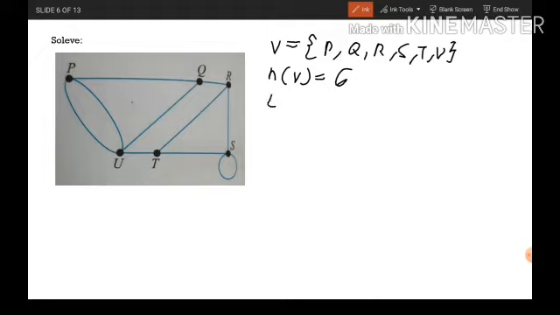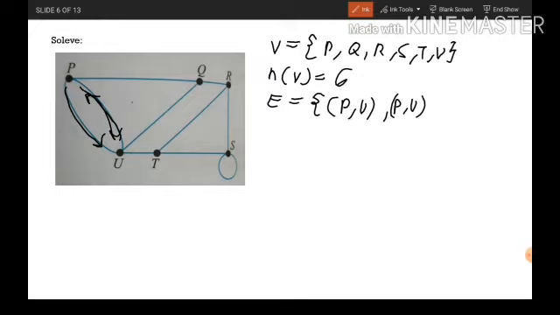Okay, the edges. This is a bit different from the simple graph. Look at P. P to U. But this is multiple edges, so you write it twice. P to U, because 1, 2. You can also write it this way, because you can write in any form, P to U or U to P, but you have to write it twice because it is multiple edges. Okay, next one, P to Q.